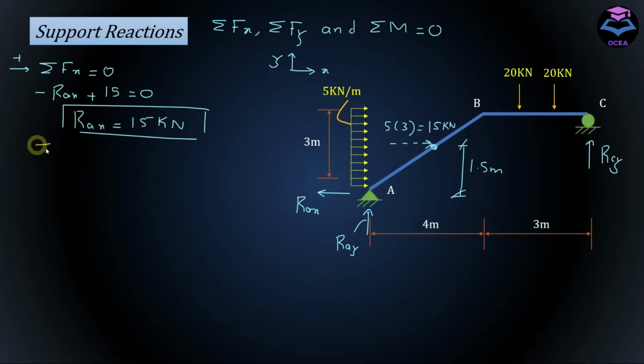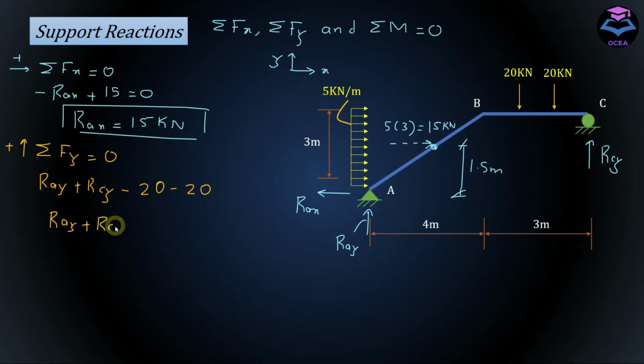Now applying summation of Fy equals 0 and taking upward force as positive. RAY and RCY are acting upward, hence positive, and these two 20 kN forces are acting downward, hence negative. So this is equation number 1.